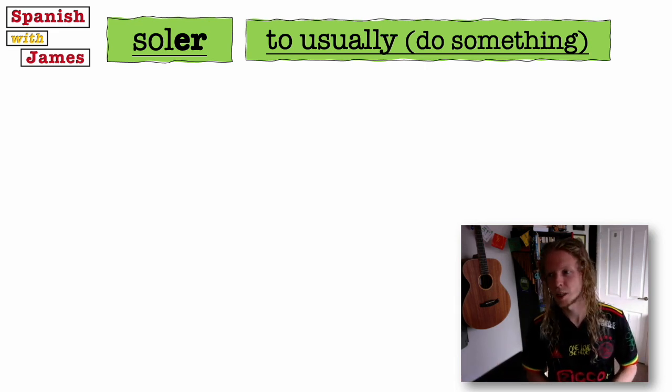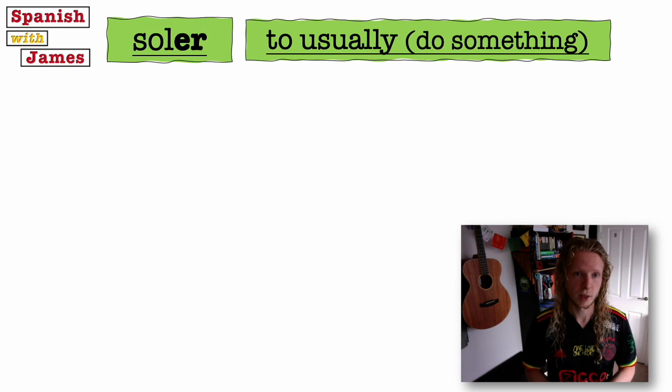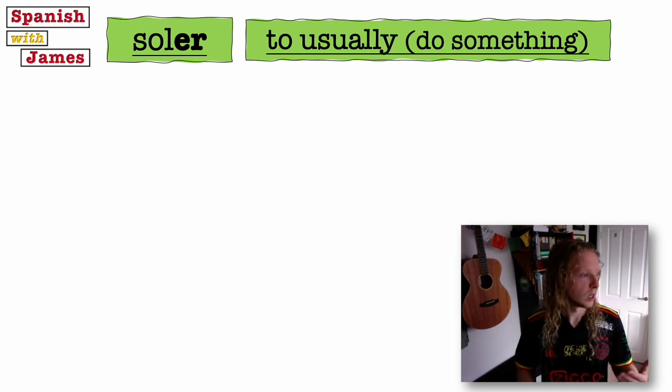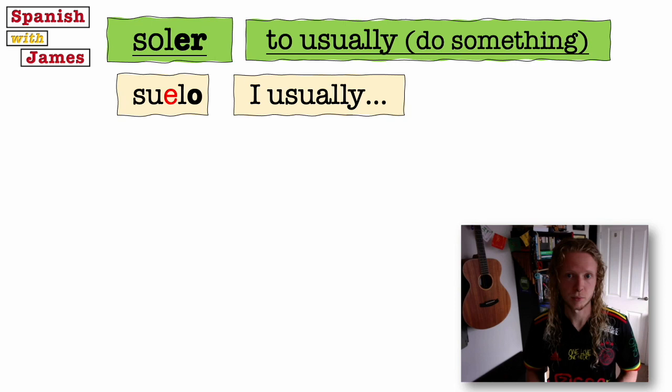In Spanish you could say normalmente, we do have that, but Spanish also has this word, and people mix and match. Sometimes they'll say normalmente como pizza, and sometimes they'll say suelo comer pizza, I usually eat pizza. So it's a really useful verb to have in your vocabulary.